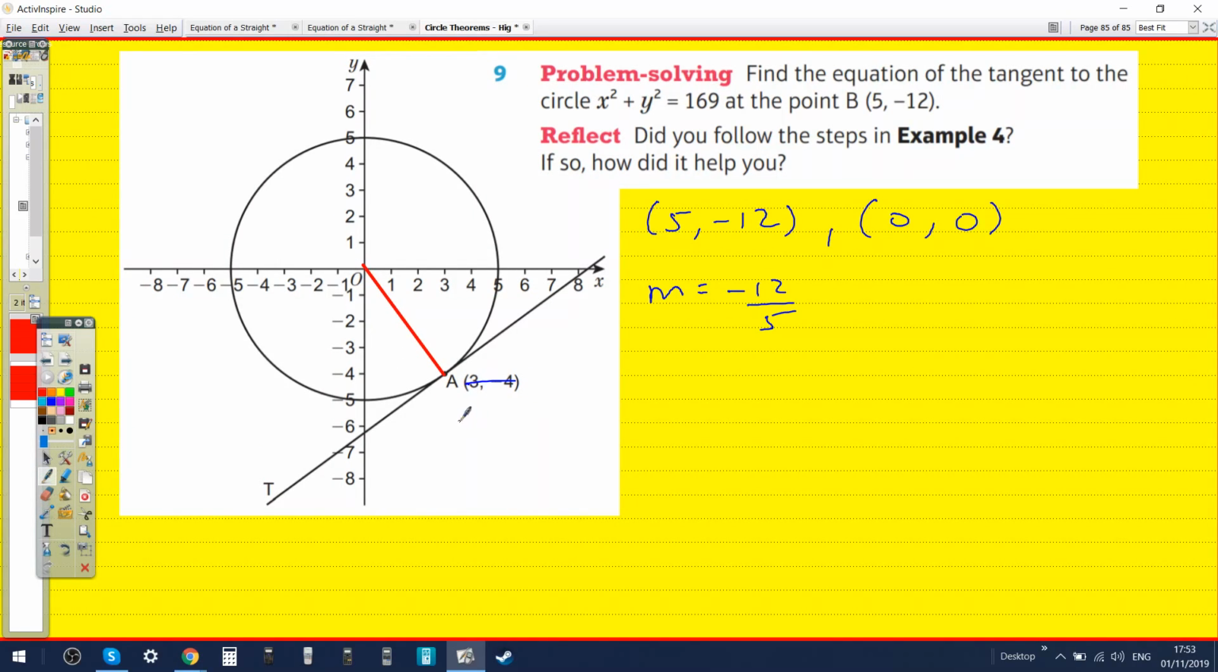Sorry, the screen froze, so I couldn't see what was going on. Okay. So y being minus 12 equals minus 12/5 times 5, which is minus 12. Hold on.